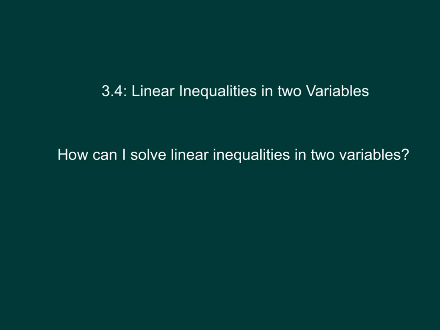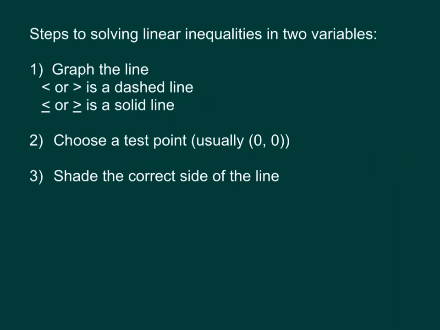For section 3.4, we're going to be looking at solving linear inequalities when they're in two variables. Our steps to solving these linear inequalities are pretty simple. When you've got something in two variables, the very first thing you want to do is to graph the line. So once it's in two variables, graph the line. Act like there's an equal sign and just graph it like normal, whether it's slope-intercept or standard.